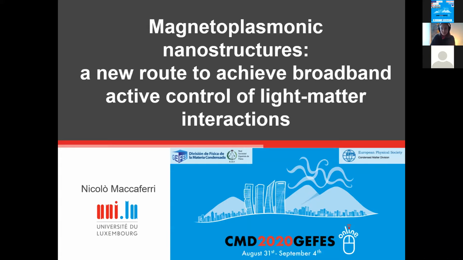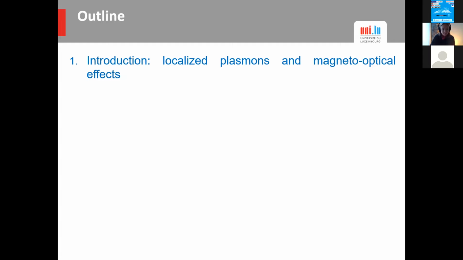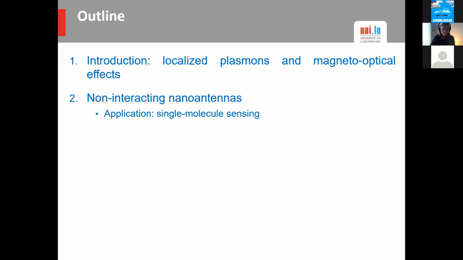So I come from a field that is not magnetism actually. So I would like to give first an introduction about plasmons, and in particular about localized plasmons, and then also a very brief overview of magneto-optical effects in metals. Then I will focus my attention on nanostructures that are not interacting in between each other, so-called nano-antennas. And I would like to show you some applications. In particular, a nice application we developed in Nanogune a few years ago for single molecule detection.